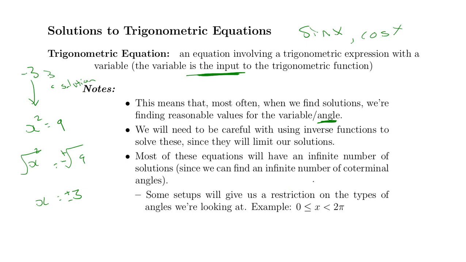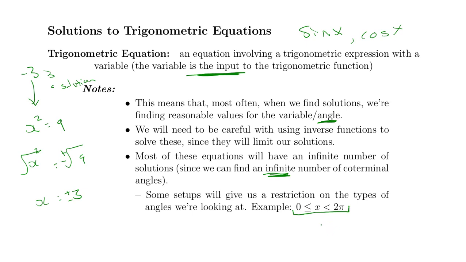Most of our equations are going to have an infinite number of solutions, because we can always find a coterminal angle. For instance, you could just revolve around your circle again, end up at the exact same spot, and all your outputs of your trig functions are going to be the same, even though you have a different angle. So, because we can revolve around our circle an infinite number of times, we get an infinite number of coterminal angles, and so we have an infinite number of solutions. Because of this, sometimes our setups will just give us a little restriction and say, you know what?